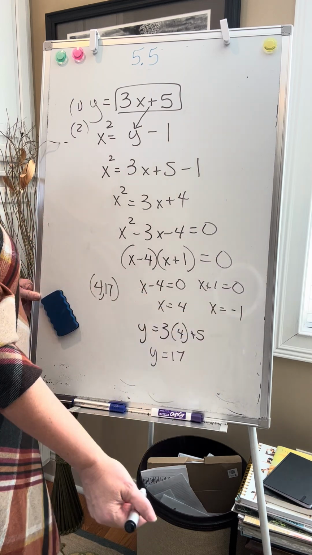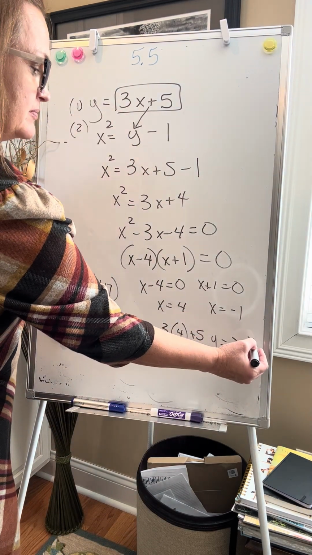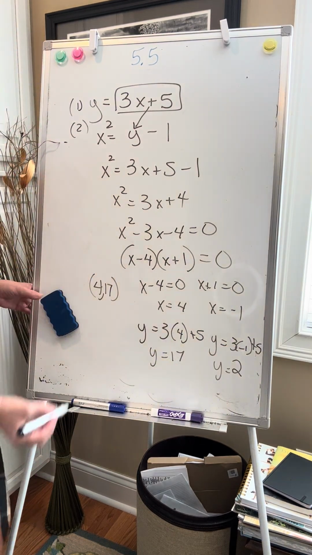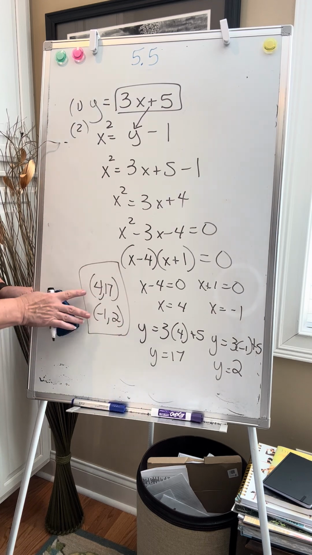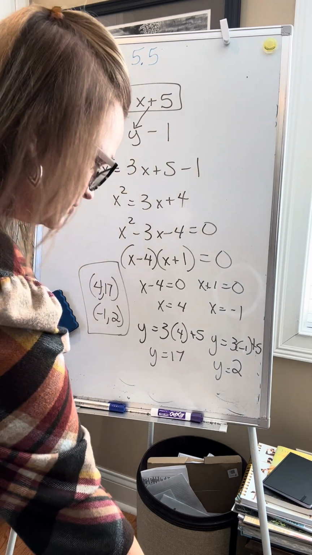Over here, doing negative 1, y will be 3 times negative 1 plus 5. Crunch those numbers and you get y is 2. So when x is negative 1, y is 2. Again, you can check those back in the original problems. They should both work when checked back in.